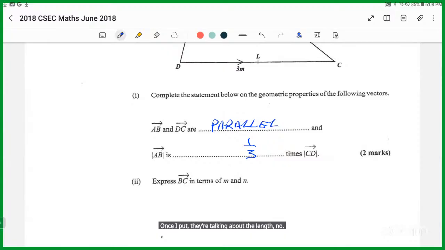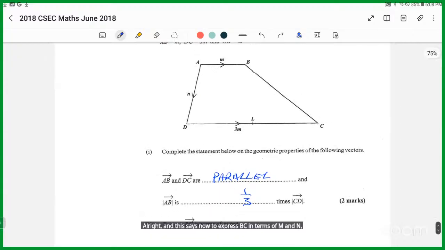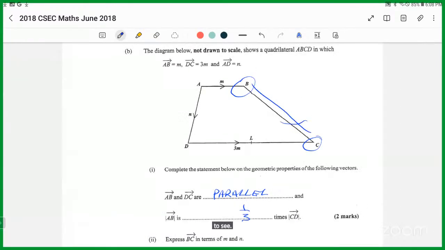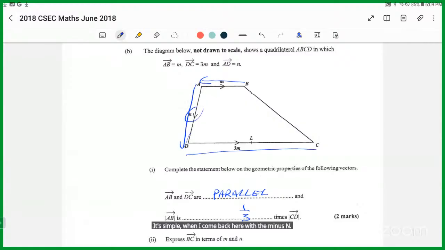Alright, this says now to express BC in terms of M and N. So look at the diagram and see from B to C. We can't come across here because we don't know that route yet. We have to go along the vector directions that we know. So it's simple. We're going to come back here with the minus M, come down here with the N, and then go across here with the 3M. Simple as that. Keep it simple.